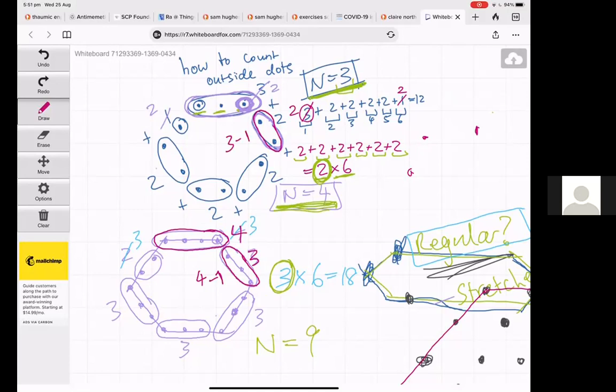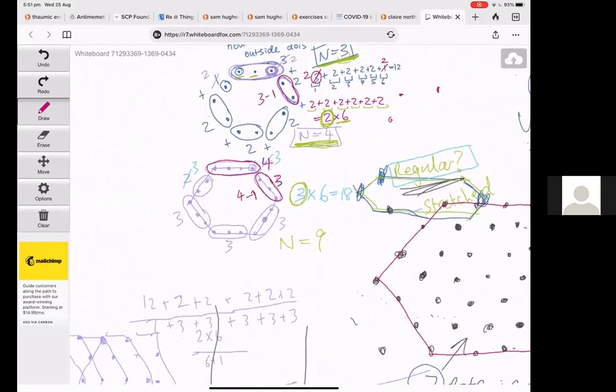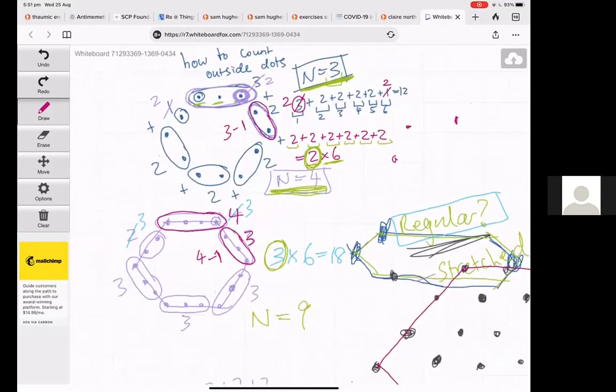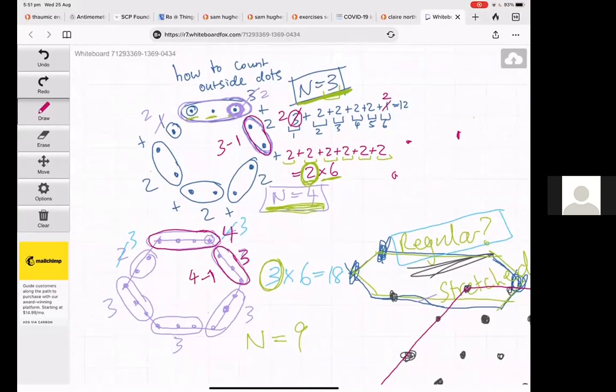Wait a minute, why is it like this? Because at the end, for 2, I'm pretty sure 3, 4, 5, 6, 7. Why 7? Did you draw the 9 case? Yeah, I did. But let's try to do it without even drawing it. That's the point here. I want to find out how to count the outside dots without drawing it.